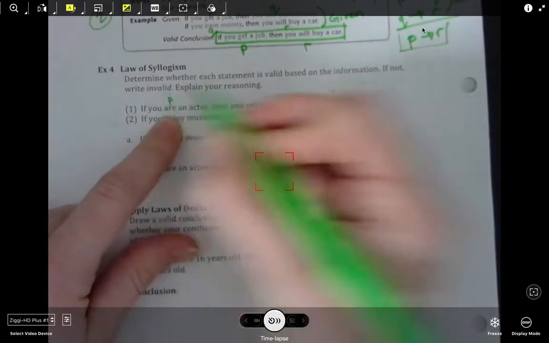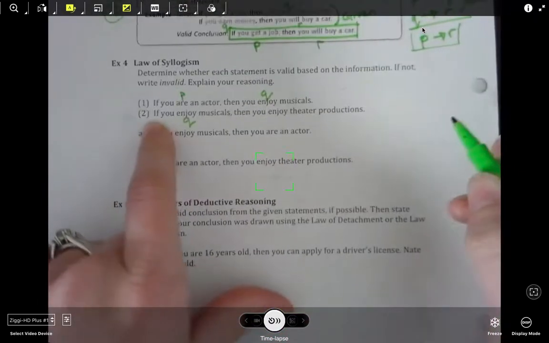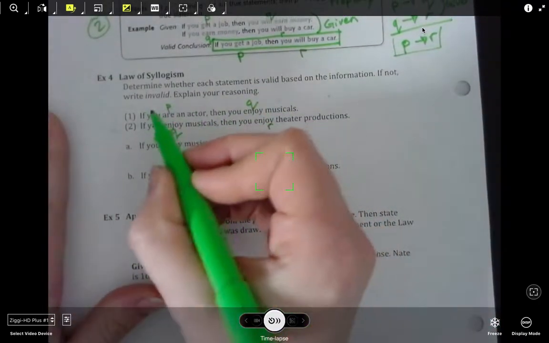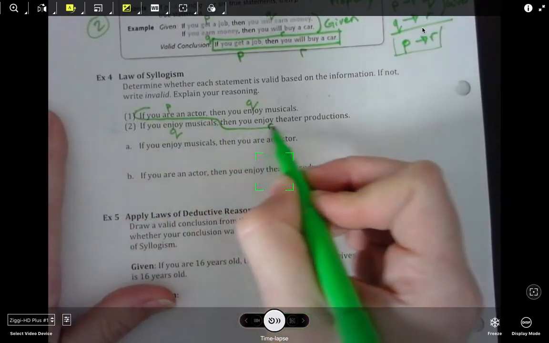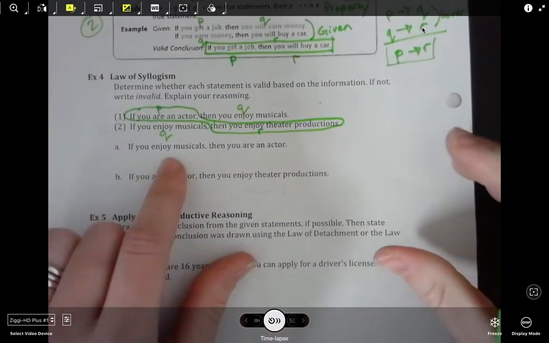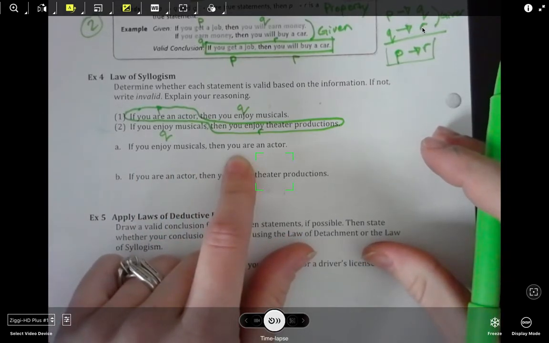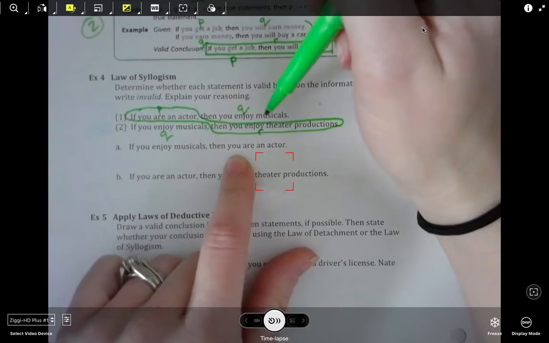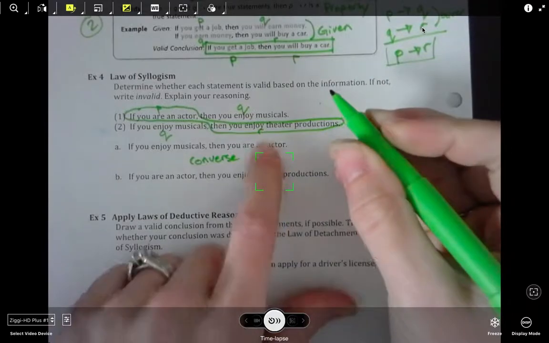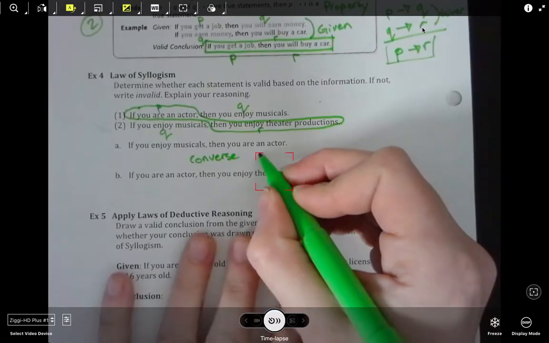If you are an actor, P, then you enjoy musicals, Q. If you enjoy musicals, Q, then you enjoy theater productions, R. So our conclusion should be, if you are an actor, then you enjoy theater productions. That's my PR statement, okay? So, is it true that if you enjoy musicals, then you are an actor? It says if you are an actor, then you enjoy musicals. This is like the converse of that. But maybe you enjoy musicals, but you're not an actor, right? So that is not necessarily true. That is invalid.